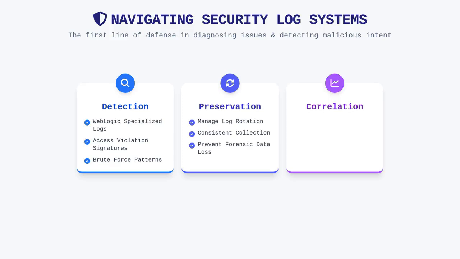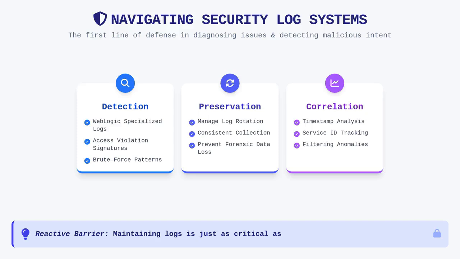When you examine these logs, you should look for patterns in the timestamps and the specific service IDs involved, as this helps differentiate between legitimate administrative routine and potential environment modification. Identifying an authentication failure is straightforward, but correlating that failure with other administrative anomalies requires a systematic approach to log filtering. By keeping a sharp eye on these signatures, you maintain a reactive barrier that is just as important as your proactive preventive measures.